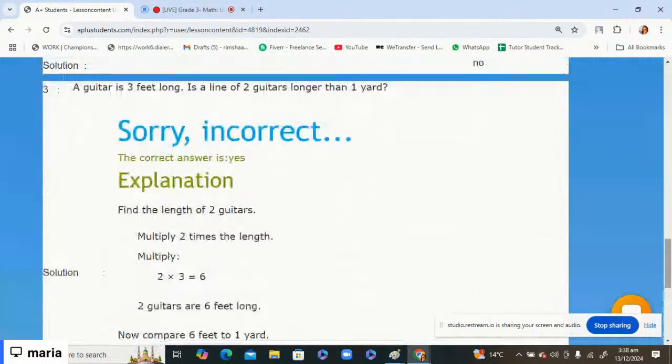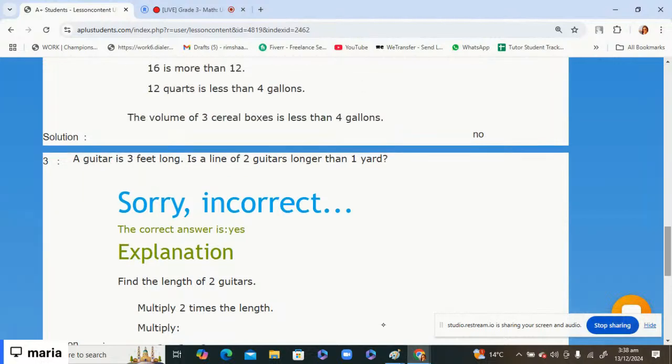Now, in this third question, they are saying that a guitar is 3 feet long. Is a line of two guitars longer than 1 yard? So first multiply 2 with the 3. 2 times 3 is 6. And multiply the yard with the feet. 3 times 1 is 3. So 6 is greater or 3 is greater? 6 is greater. So we can say that the line of the guitars is longer as compared to the 1 yard. Now let's do the test questions.